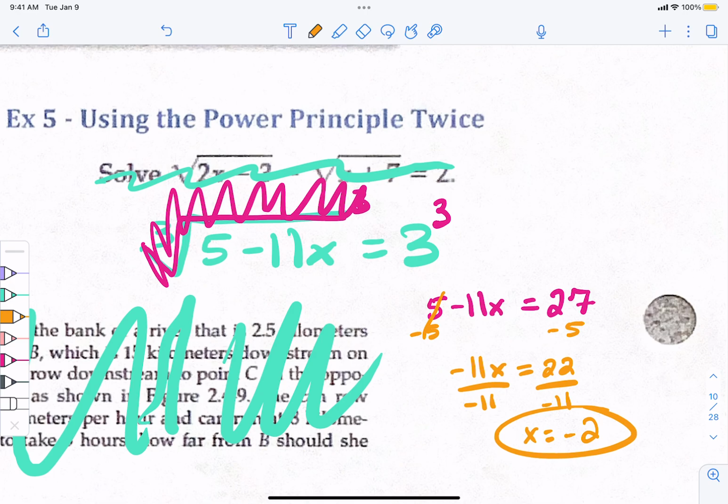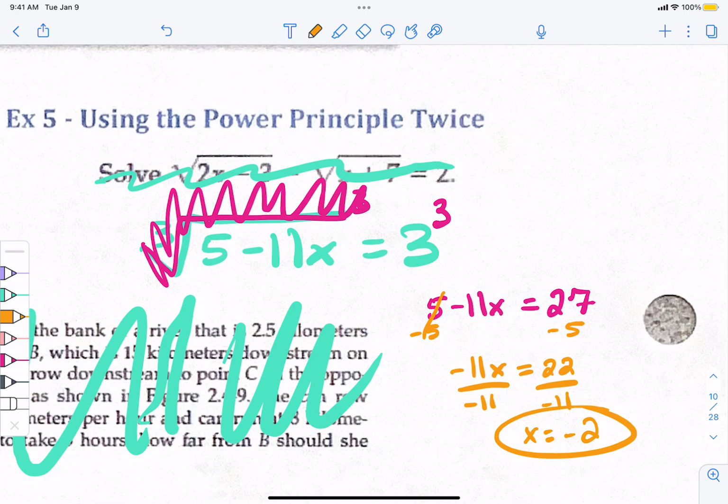Can we do the square root of 2x minus 3 minus the square root of x plus 7? No. Nope, we're not going to do that one because I'm not going to give you one that hard on your homework assignment. It's easy. No, you can't just get rid of the square roots because there's a minus sign in between them. So it is not that easy.